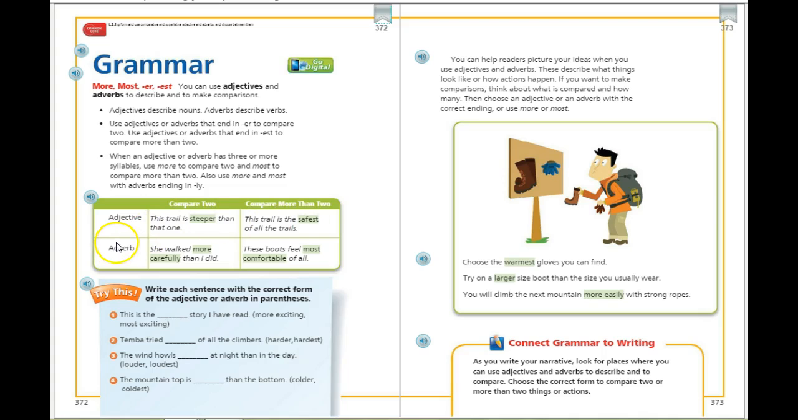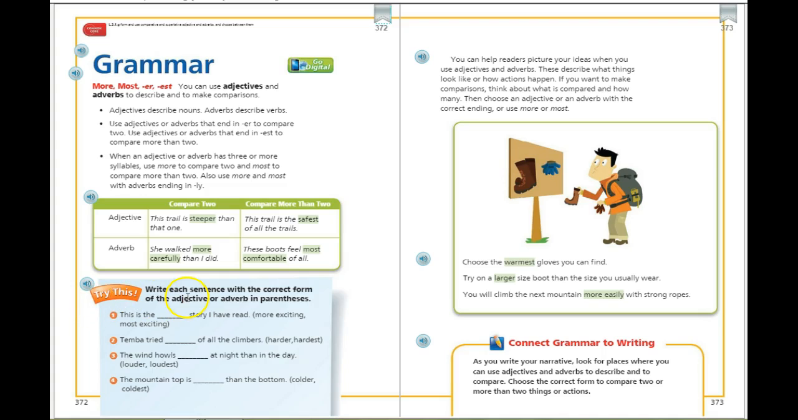Okay. Here's an adverb example when we're comparing two. She walked more carefully than I did, comparing how she walked to how I walked. It's an action. Okay, and it ends in ly, so we have to add the word more in front of it. And this is comparing more than two. These boots feel most comfortable of all. We are comparing how the boots feel, and we're comparing more than two. So, even though this doesn't end in ly, we are adding the word most in front of our adverb. So I would like you to pause the video and try this.